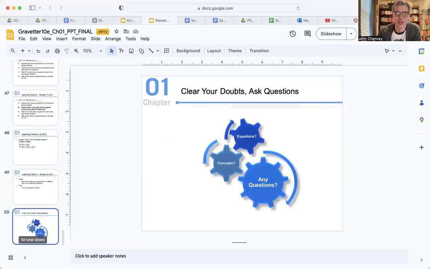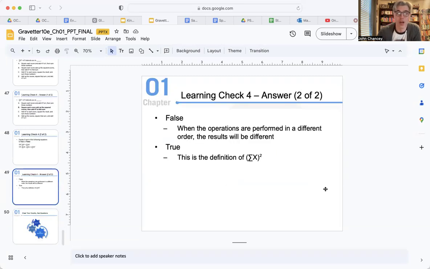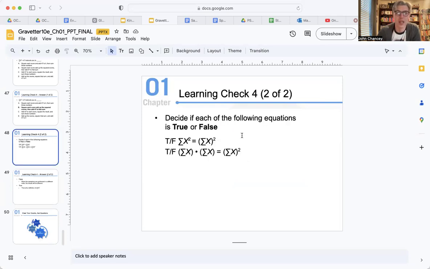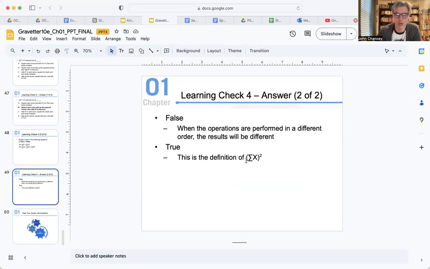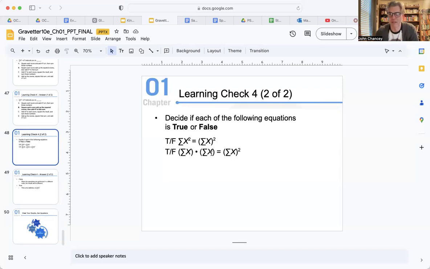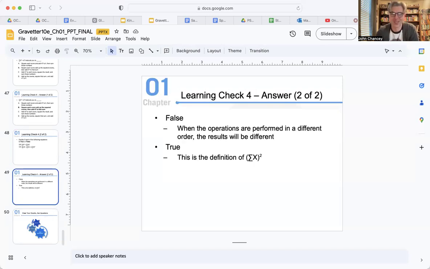Here we go. Top one is false. When the operations are performed in a different order, the results will be different. If we perform these based on parentheses, this is going to give us a different answer than what comes out here, so they are not equal. This one is true. This is the definition of the sum of x squared. This is just that foiling method, if you remember foiling from math class as well.